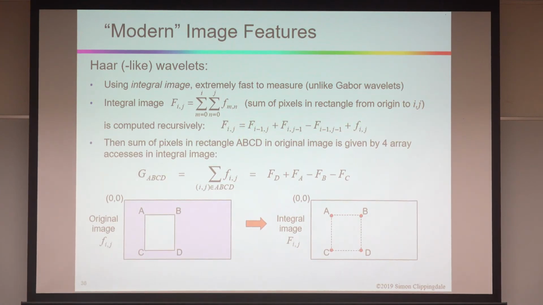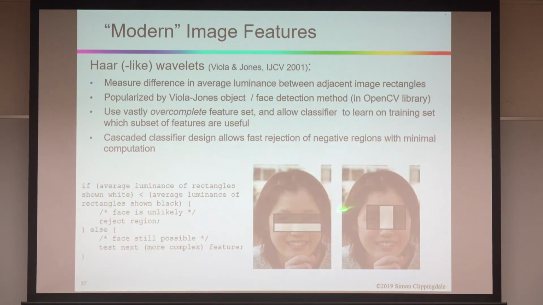And then if you want to retrieve the average pixel brightness in this rectangle, for instance, you only have to access the integral image at these four locations, A, B, C, and D, and then do this quick sum, and you get the average brightness of this rectangle in the original image. So it's very quick, and it allows you to compute features like this very quickly.